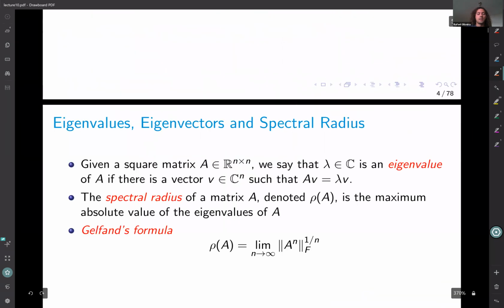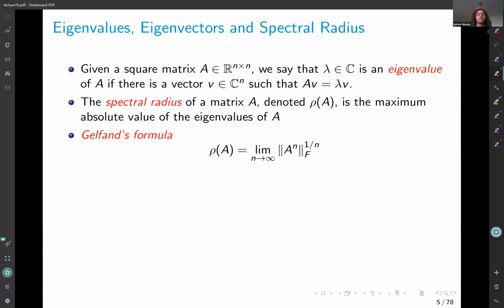And then we have Gelfand's formula, which is not a hard theorem to prove. It holds for any matrix norm. Here I put the Frobenius norm, with the F here, and the Frobenius norm of a matrix is nothing more than the square root of the trace of A transpose A. Gelfand's formula is more general, but here I'm just going to use one of them.